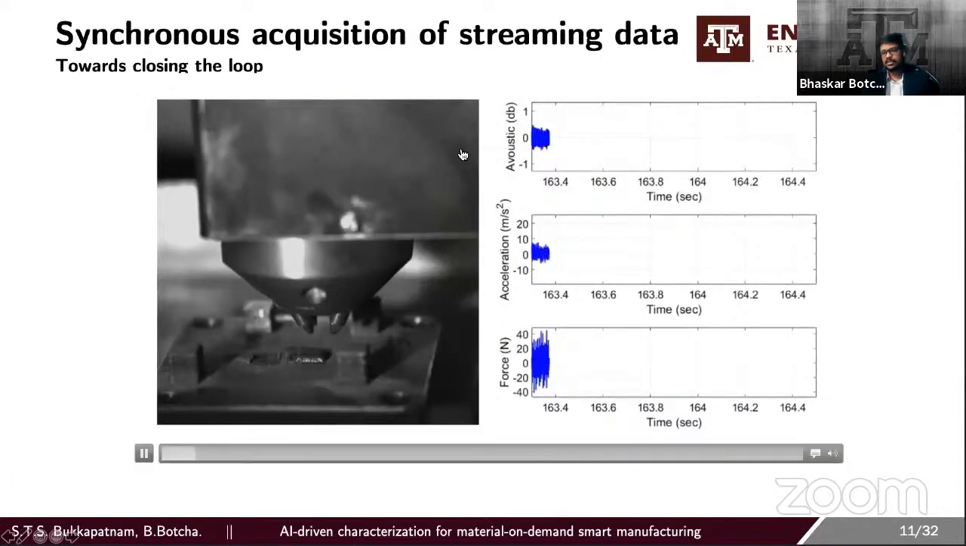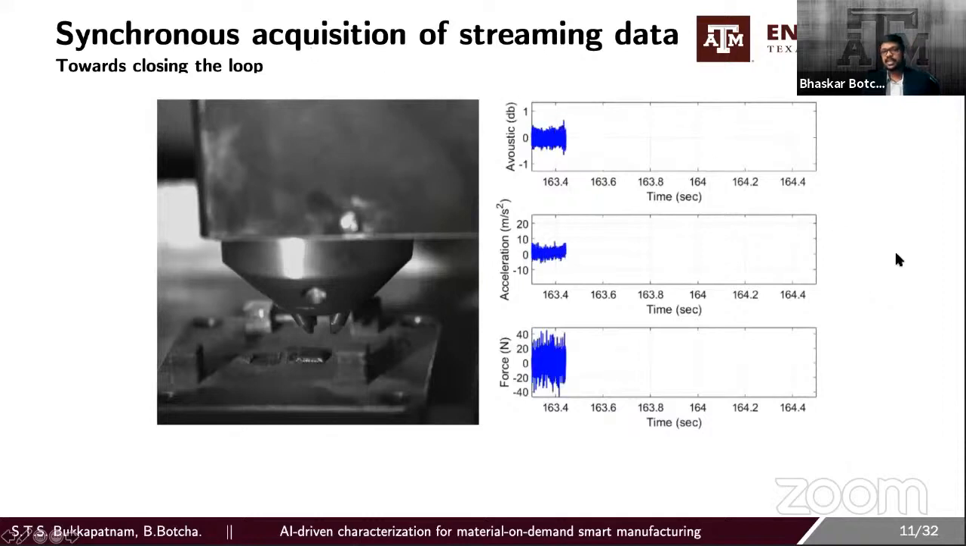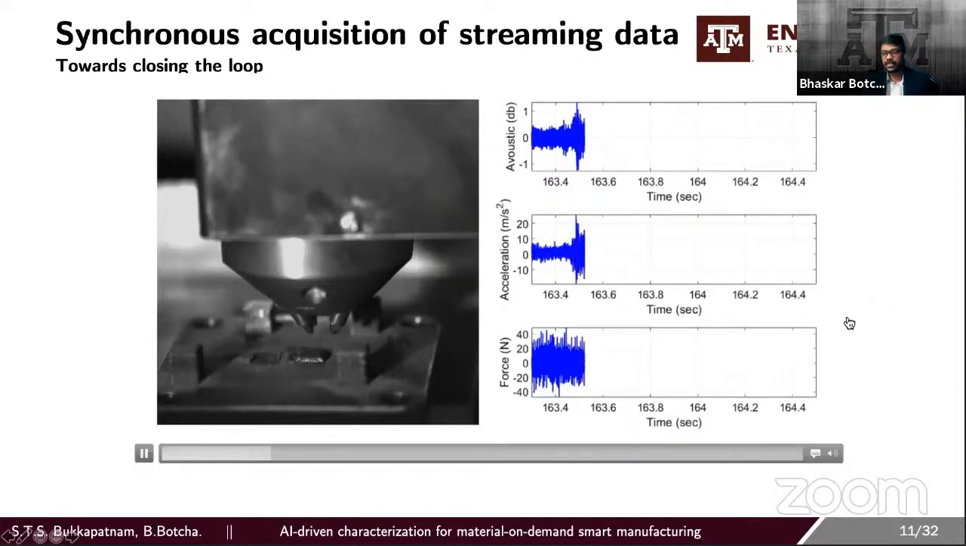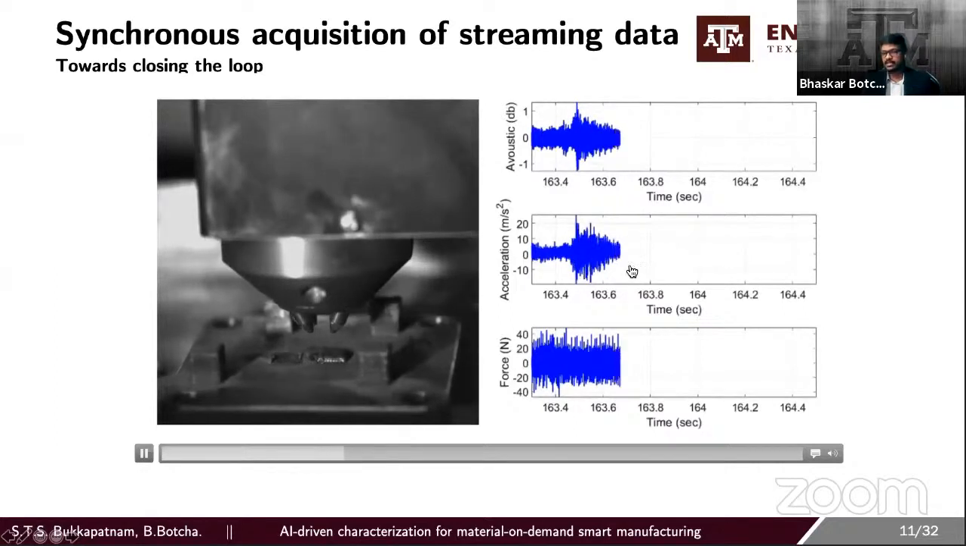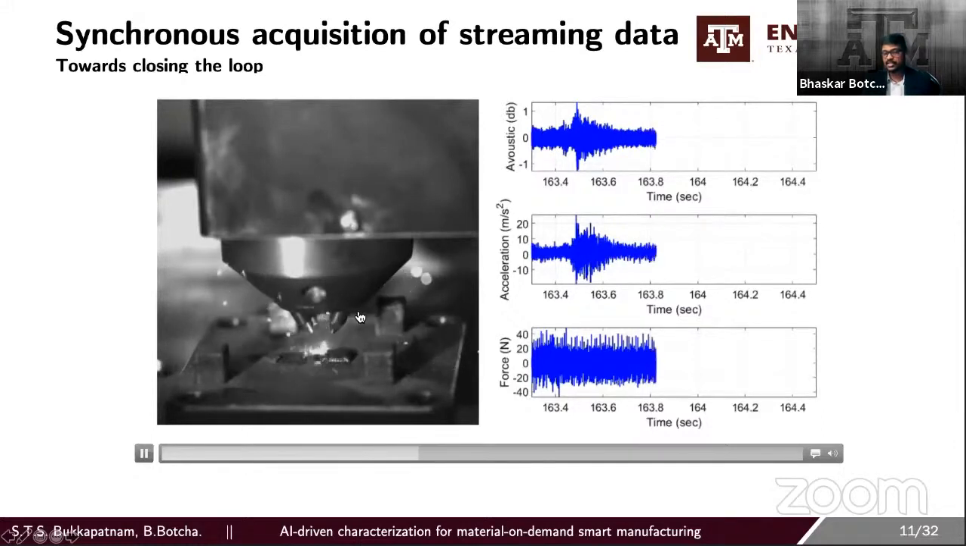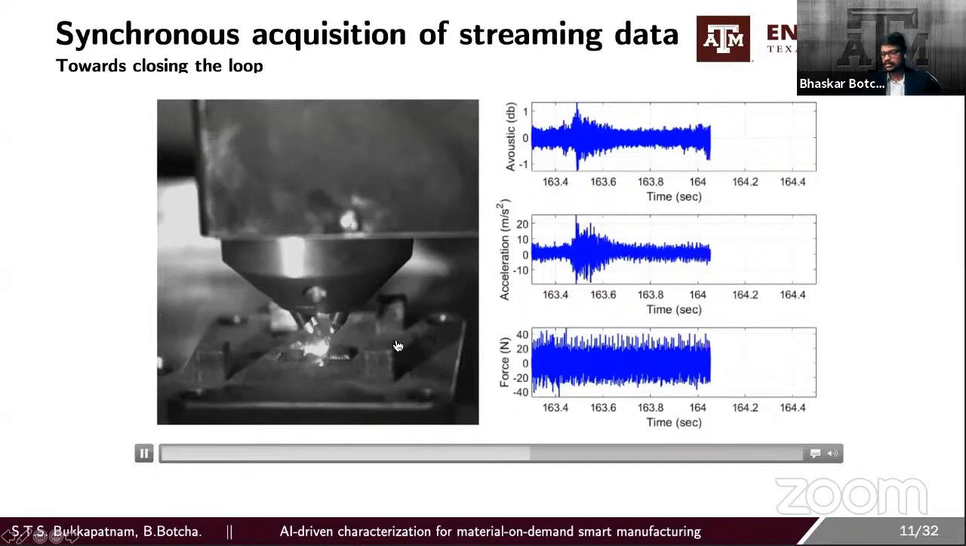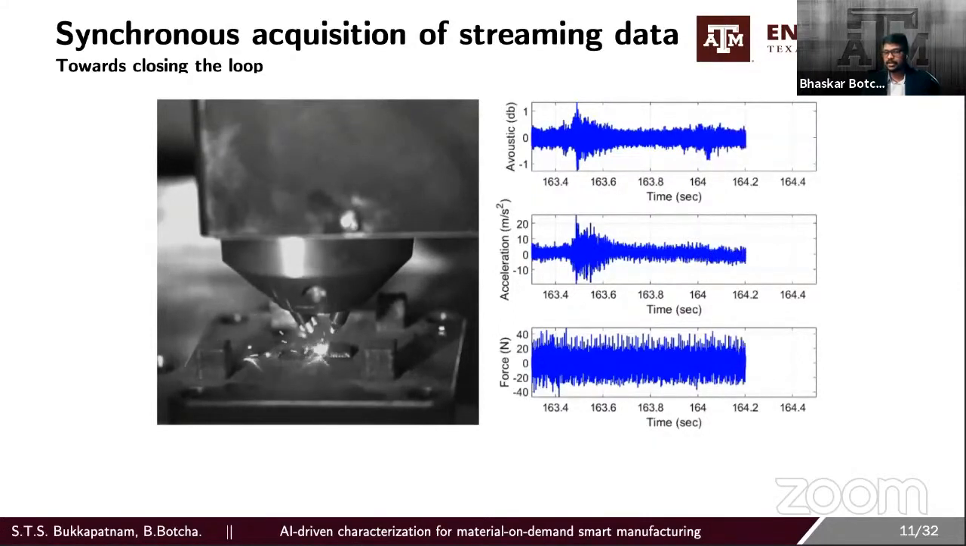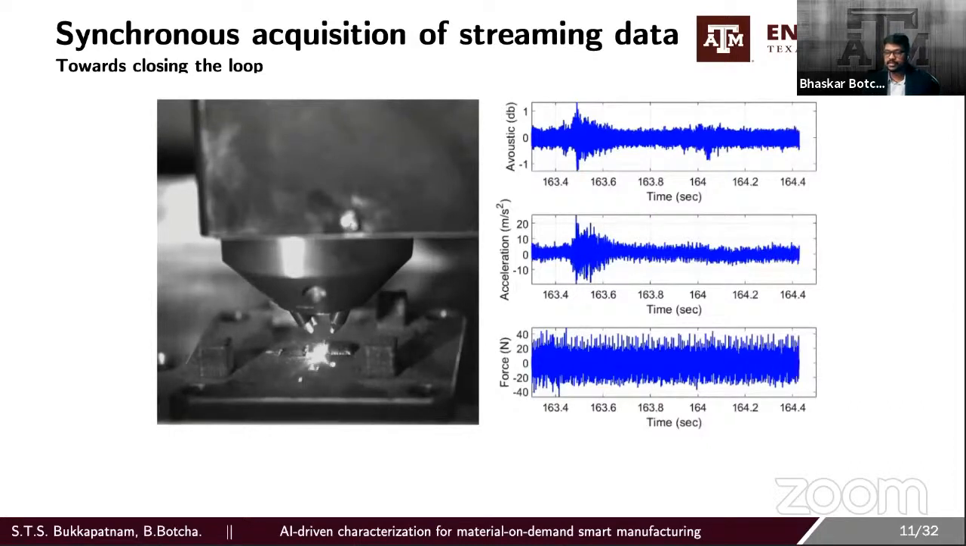In this particular example, we are just showing the synchronous acquisition of this streaming data. In further slides, we'll also be looking at some milling data. Here you can see that as soon as the machine tool has started moving, the laser head has started moving, we can observe a spike in the acoustic emission, acceleration, and forces. Because the printing process doesn't impart a lot of force on the bed, we don't see a visible change in the forces, but we are definitely capturing some signatures which can be used for further analysis.